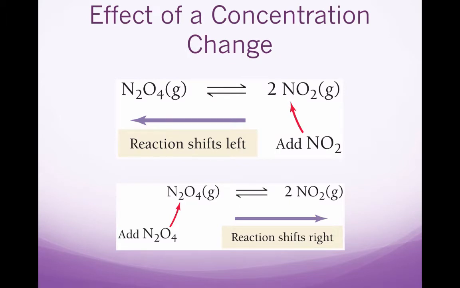So one thing we can do is change concentration, right? So let's say we have this reaction, N2O4 yields 2NO2 gas. So if this is at equilibrium and then I add NO2 gas, that's increasing the concentration of my products, right? So the reaction is going to shift to the left towards the reactants to reestablish equilibrium. But if I add N2O4, the reaction is going to shift to the right to reestablish equilibrium. So you're going to make more products until equilibrium is reestablished.